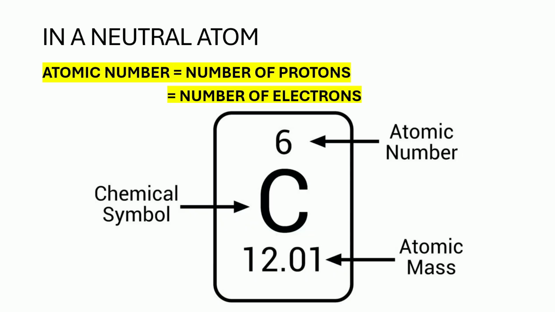So, as you can see, in a neutral atom, the atomic number is equivalent to the number of protons and to the number of electrons. Just for example, our carbon atom has an atomic number of 6, so in a neutral atom, this carbon has 6 protons and 6 electrons.